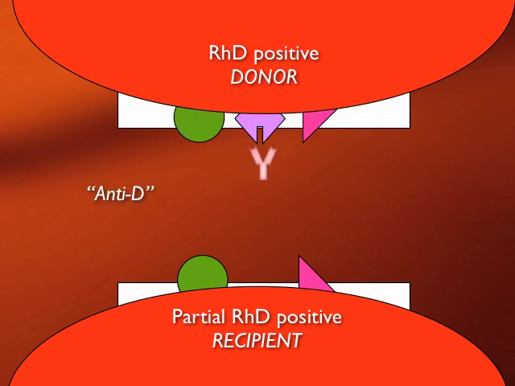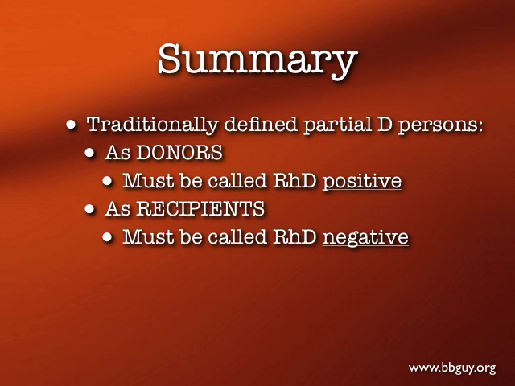We're trying to avoid this situation where you get blood from a D positive donor and you make an anti-D. So functionally, what this means is that as donors, people who are partial D need to be called D positive, and I mentioned before, most of them are going to be because we have to do the weak D test, and we would pick up those D6s that test negatively. Most other partial Ds are going to test as D positive initially. And as recipients, they need to be called D negative.